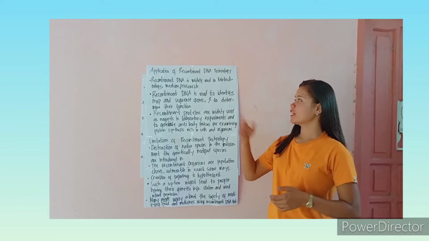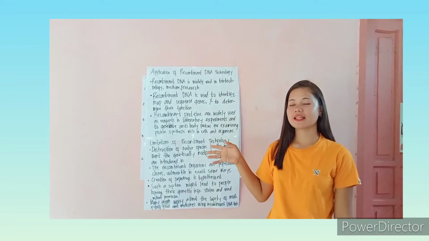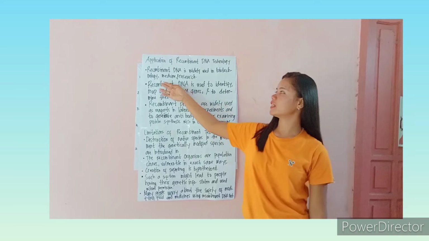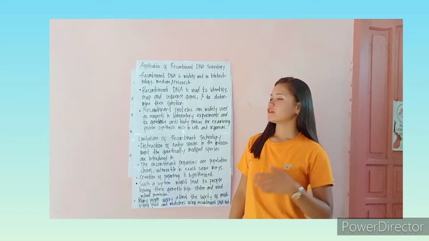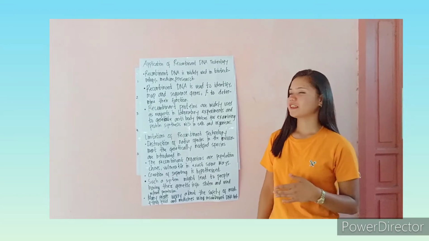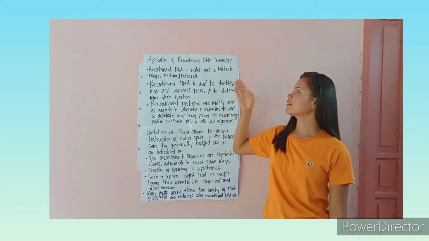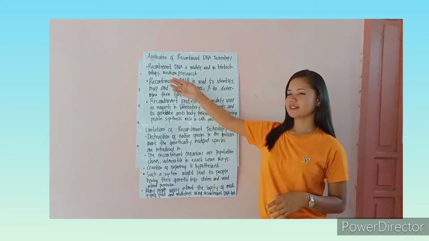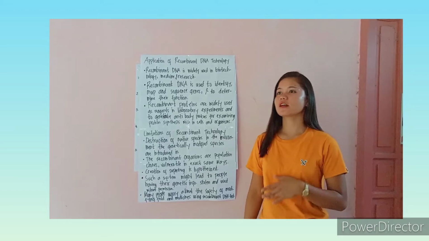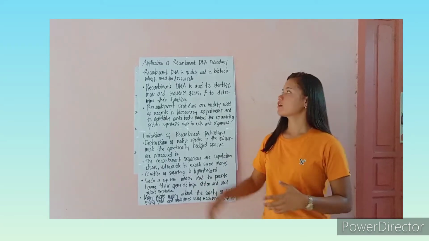So now let's proceed to the applications of recombinant DNA technology. Recombinant DNA is widely used in biotechnology, medicine, and research. As we have observed, there are a lot of vaccines that we are engaging with nowadays, as viruses are attacking our places. So in medicine, recombinant DNA technology is very useful and applicable. In research also, there are a lot of researchers using this topic to make experiments for the recombination of DNA.